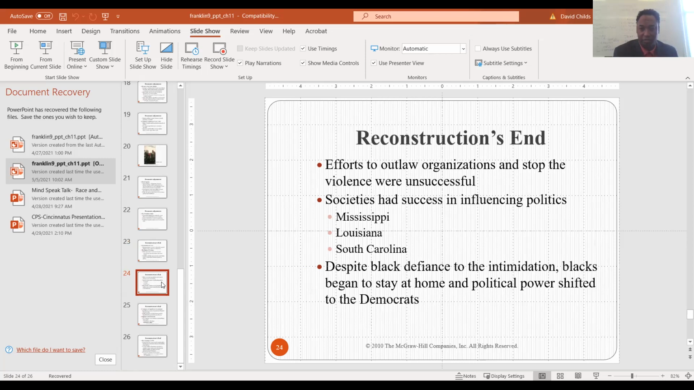Secret societies had success in influencing politics in Mississippi, Louisiana, and South Carolina. Despite black defiance to the intimidation, blacks began to stay at home, and political power shifted to the Democrats. They were successful in stopping the black vote. The KKK, one of their primary roles in a democracy was to disenfranchise blacks, to stop the vote. Because they knew that if black folks voted, they could put black people in power.